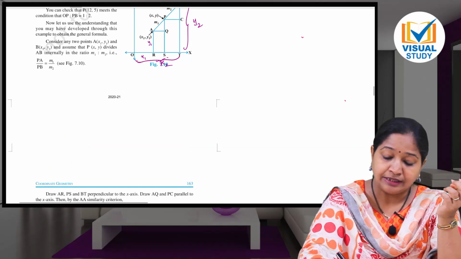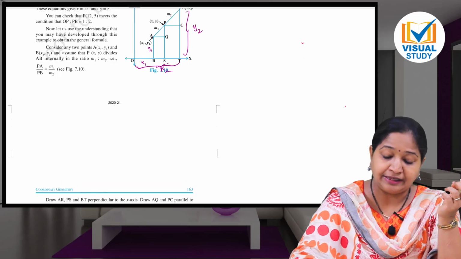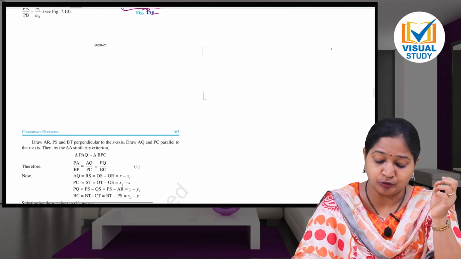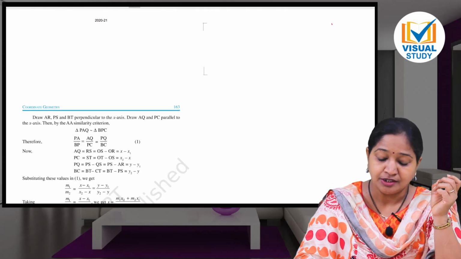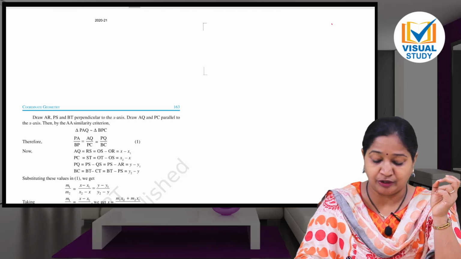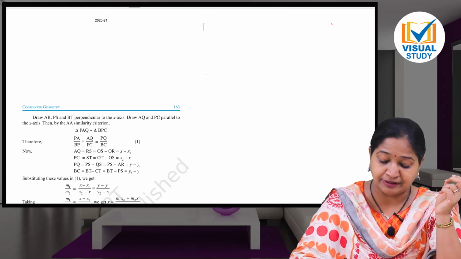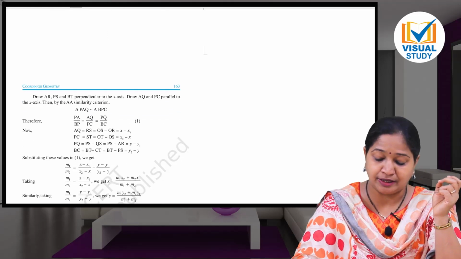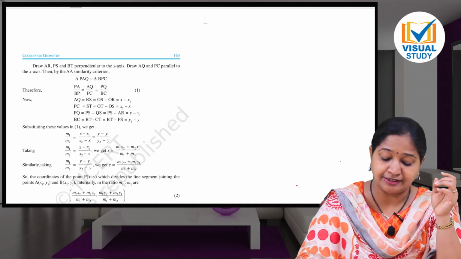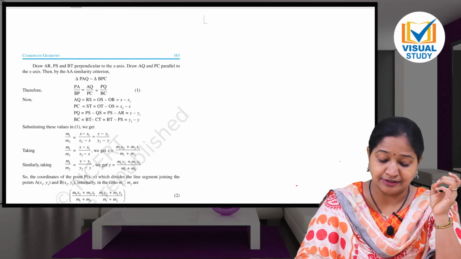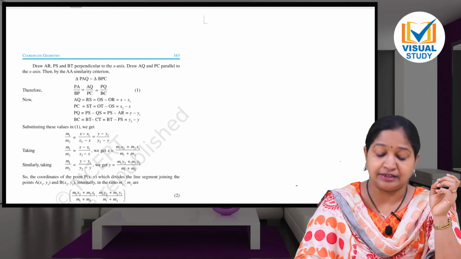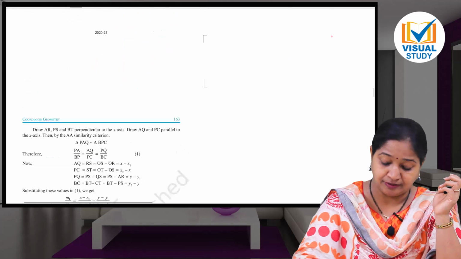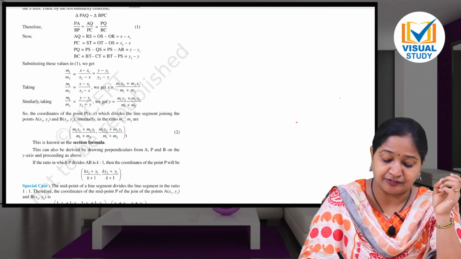First you have to prove that triangle APQ and triangle BPC are similar. Both the triangles are similar. Then by the ratio, PA upon PB is equal to AQ upon PC equal to PQ upon BC, you get x minus x1, x2 minus x. In the ratio M1 upon M2, you get (x minus x1) upon (x2 minus x) equal to (y minus y1) upon (y2 minus y). From this you can see it here, and in this way they have got the section formula.